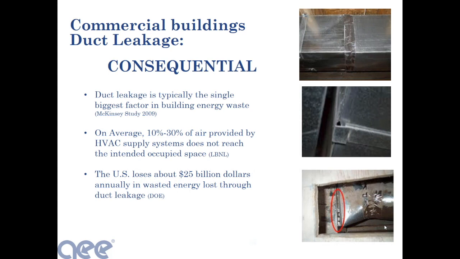It generates a tremendous amount of energy waste. A recent study by McKinsey Consulting said it's the single biggest factor. A recent study by Lawrence Berkeley National Laboratories on recommissioning buildings said the number one energy savings opportunity in properties in the United States is to get rid of duct leakage. In fact, they ranked it higher than occupancy settings, turning the lights off when you leave the building, things that we would think of immediately when we think about energy savings. According to the EPA, $25 billion a year is wasted in energy in this country alone just with duct leakage. So it's a huge problem and it's pervasive.